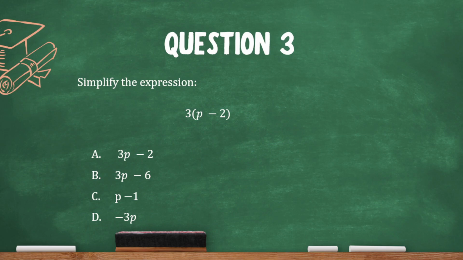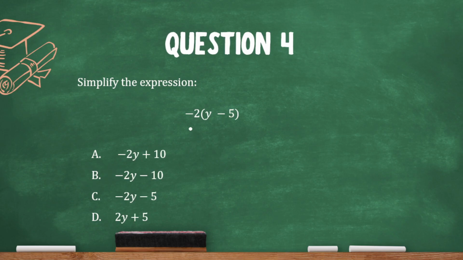Okay, we've got to distribute. So let's distribute this 3 to both terms inside the parentheses. And remember that this minus sign goes with the 2. So 3 times p is 3p. And then minus 6. Our answer is B.